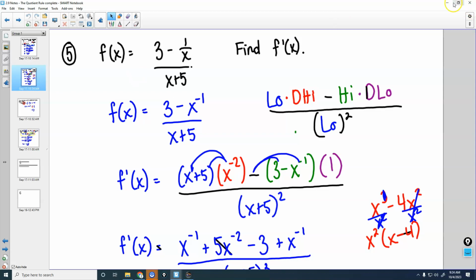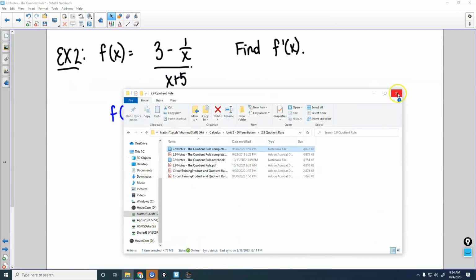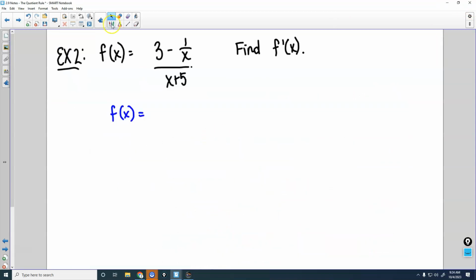I did negative exponents last time. Let's do negative exponents. You could multiply top and bottom by x right here. It would work. You'll get the same thing. 3 minus x to the negative 1 over x plus 5. So that is still f of x.